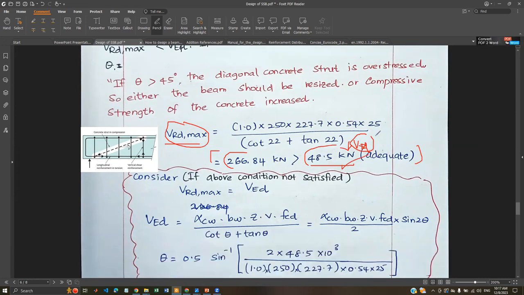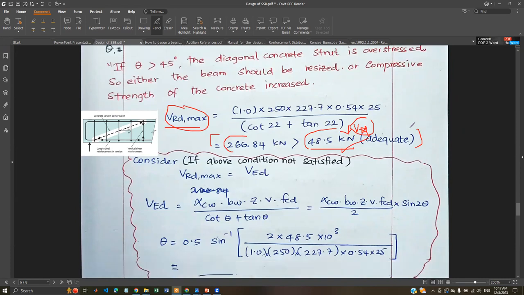In case it is not satisfied, we don't change the section or anything. The next step is to check whether our angle is within the limit. As I mentioned, theta varies between 22 and 45 degrees. First I assumed 22 and performed my calculation, and eventually I ended up with this value for VRd,max. Now I need to perform the reverse calculation. That's what we have done, the same thing as for the cover calculation.